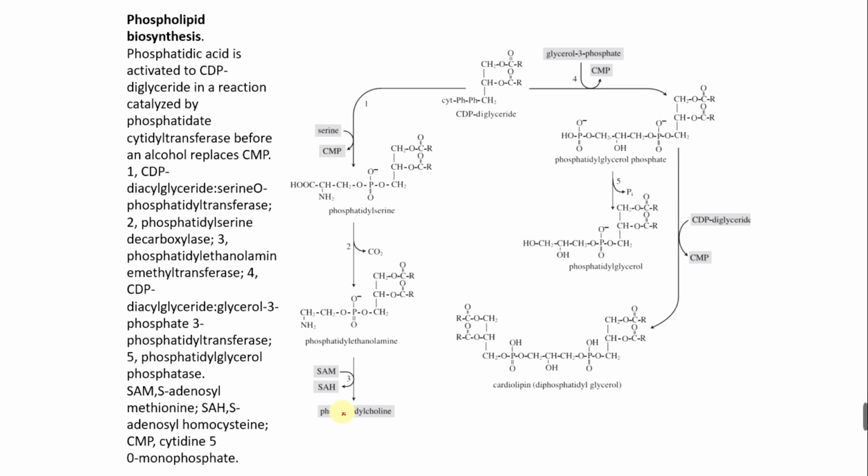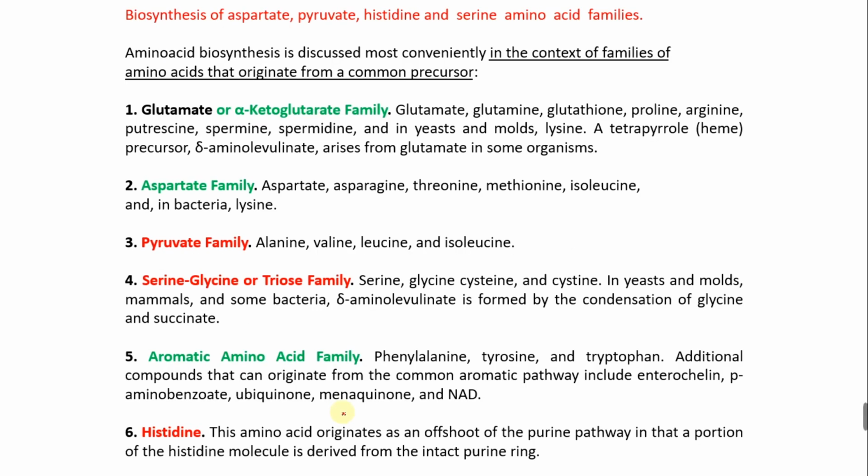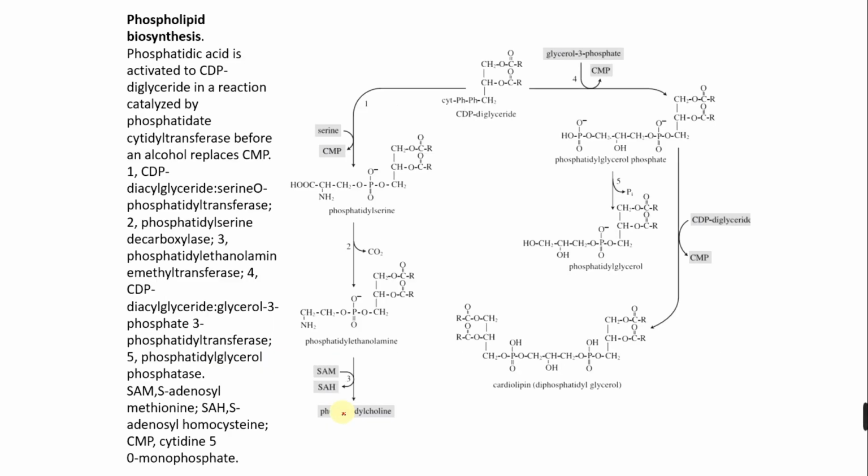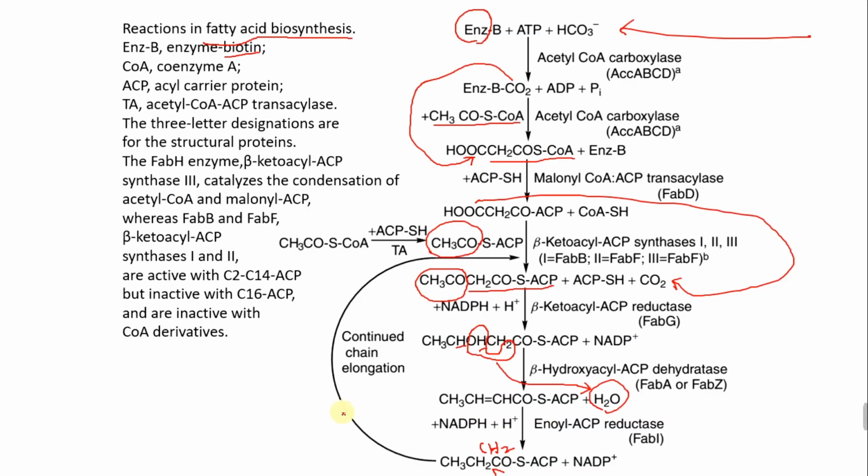So with this, we can conclude the phospholipid biosynthesis. Next, we can go to the biosynthesis of the aspartate, pyruvate, histidine, and serine amino acid families. Amino acid biosynthesis we can have in the next session. And with this, we can conclude all the phospholipid biosynthesis and fatty acid biosynthesis.